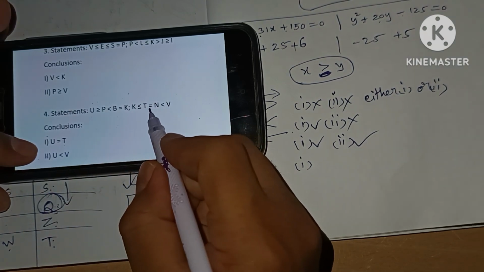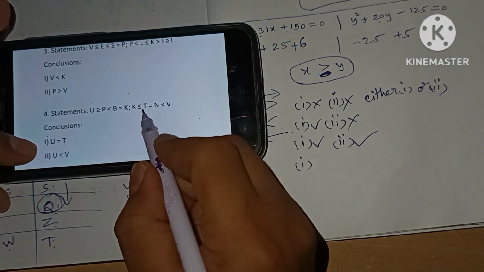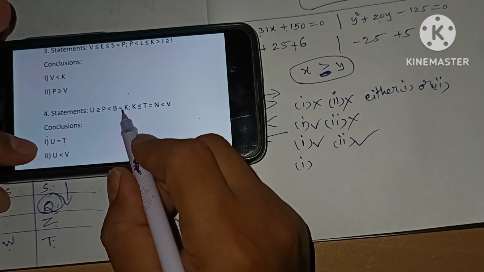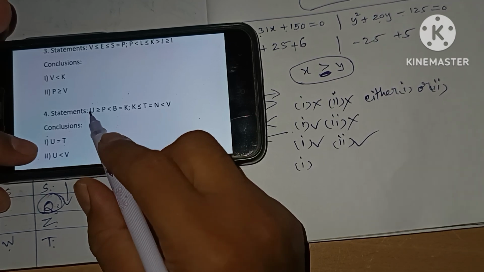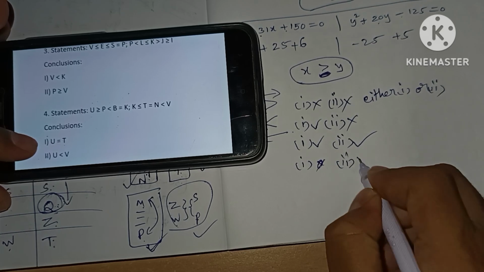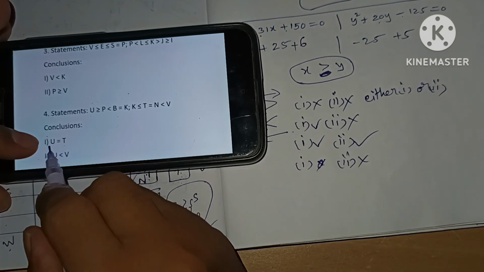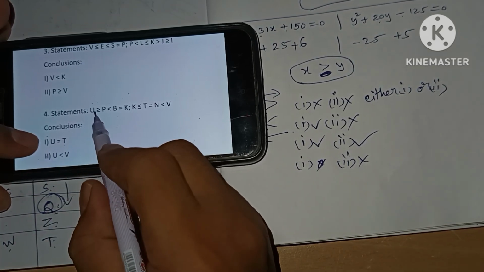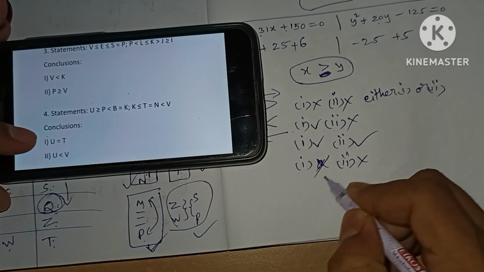Fourth question, the flow from V to U. From V we can reach to N, T, K. From K we can reach to P but not to U. So the second conclusion will be false. The flow from U equals to T. No, it is not. So the first one is also false.